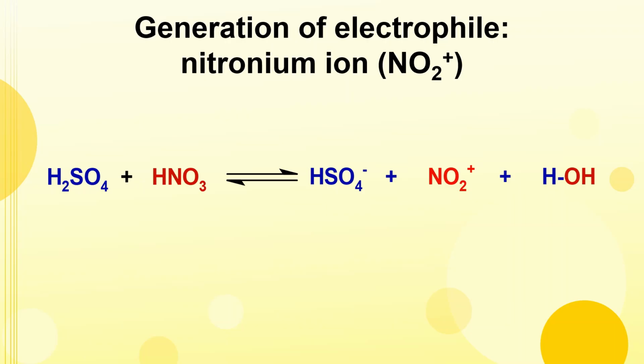Let us now see how the electrophile is generated. When concentrated nitric acid reacts with concentrated sulphuric acid, it forms the nitronium ion NO2+. This nitronium ion is the actual electrophile in the nitration reaction and is responsible for attacking the benzene ring.